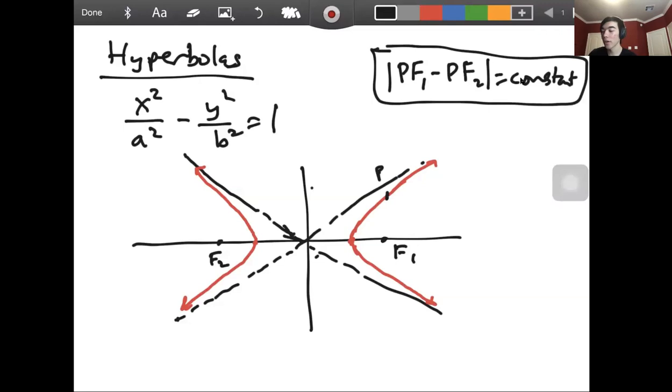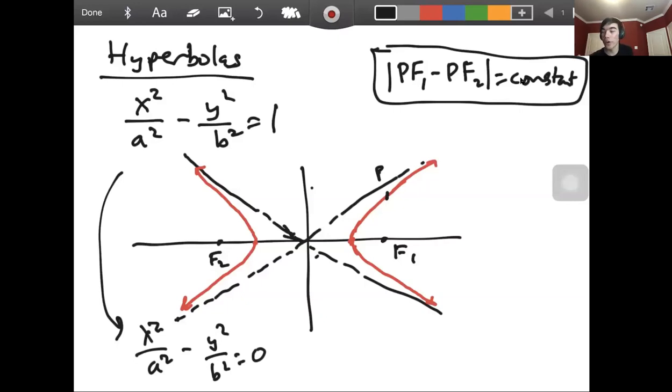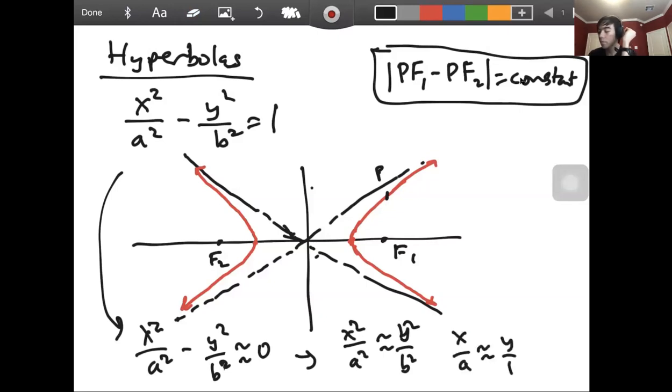Also, to find the asymptotic lines, you take the equation and modify it a bit. You change the 1 to 0, because when x and y are really large, the 1 is not as important. So although I'm writing equals 0, it's more like approximately equal to 0 when x and y are really large. Then x squared over a squared is approximately y squared over b squared, and if you take the square root, x over a is approximately y over b.